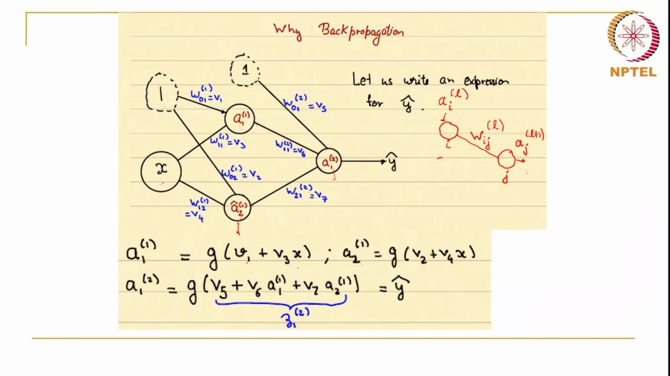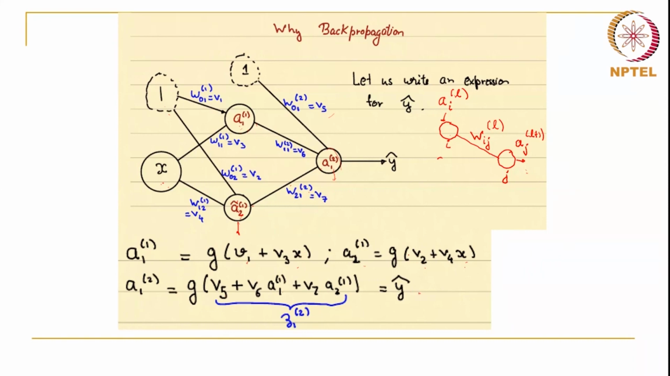Similarly, when you come to A2, you get this weight becomes V2 plus V4X, G of V2 plus V4X. Now let's come to this one, A12. A12 is a combination of this weight and this weight. So if we write it out, V5 into 1 plus V6 into A1 plus V7 into A2. Okay, so this is y hat.